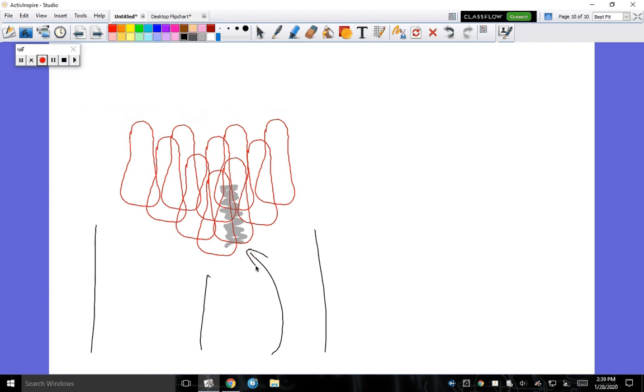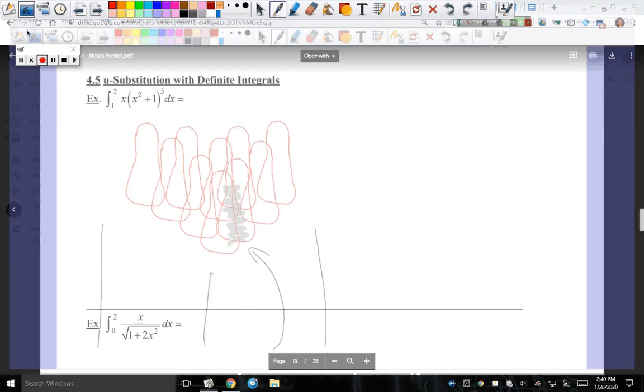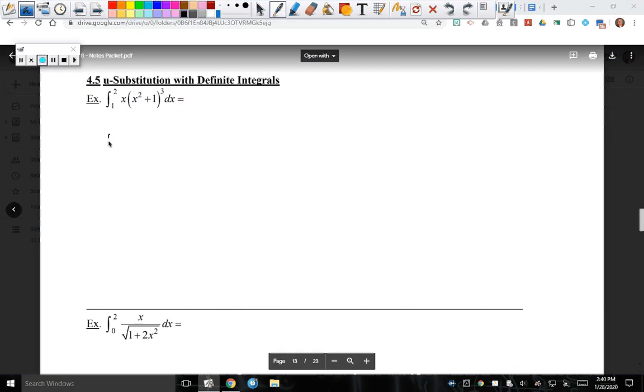But sometimes we may miss. We may miss and not pick up all the pins. Okay? So here we go. Let's go to the problem so you see what I'm talking about. What would U be from what you're looking at right now? X squared plus 1.